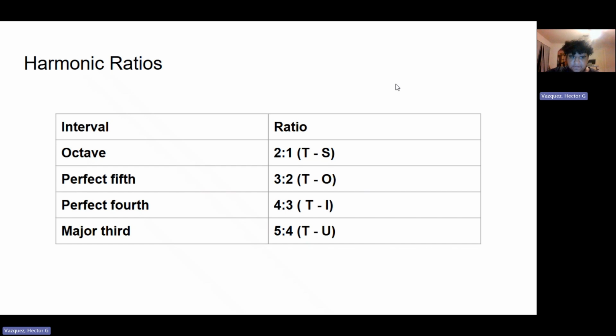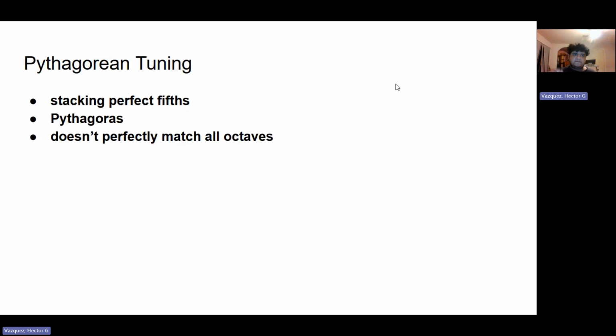Now to slide 4. Pythagorean tuning. Now we'll look at Pythagorean tuning, which is named after the ancient Greek mathematician Pythagoras. This system is built by stacking perfect fifths, which are intervals with a ratio of 3 to 2. By stacking fifths, Pythagoras created a scale where every note is mathematically related.